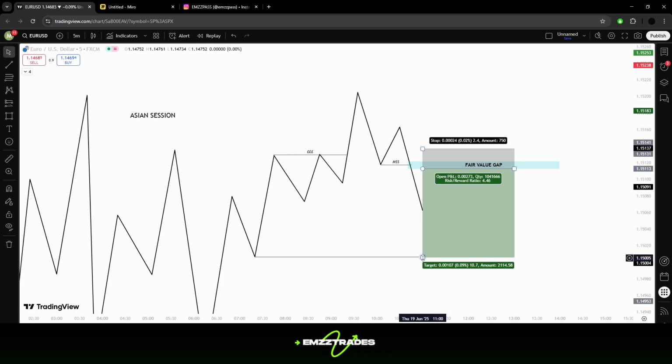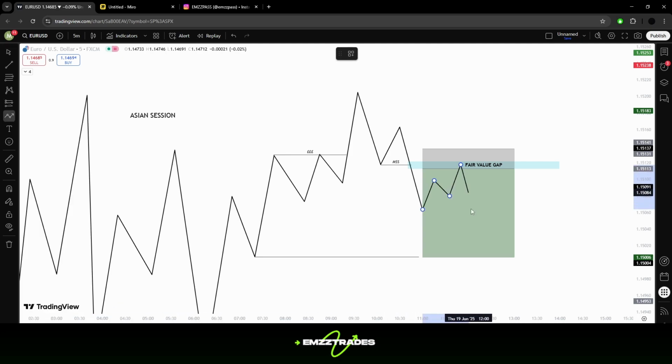So it's going to be a 1 to 4.4 risk reward ratio trade, and all we've got to do now is play price forward and go back into this area of the FVG, and then it will bounce and completely smash our take profit.